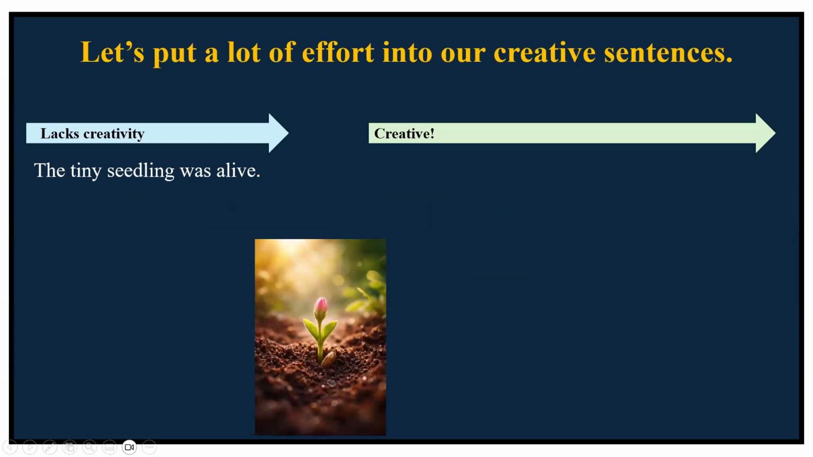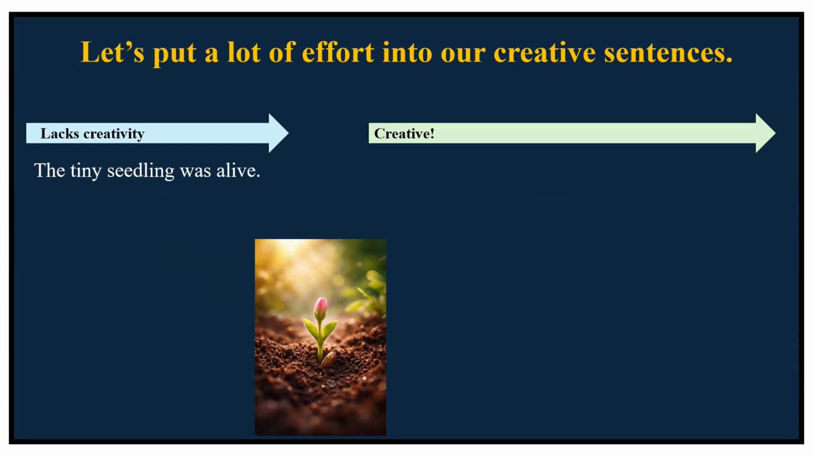So, take a look at the picture on the screen. On the left, I've written a sentence which isn't that great. It lacks creativity. It says, the tiny seedling was alive. Okay? I mean, it's not the worst sentence in the world, but it certainly does have room for improvement, doesn't it? So if we think about how we can improve this using personification, let me show you what I came up with, and then you're going to do the same with a new picture, okay?